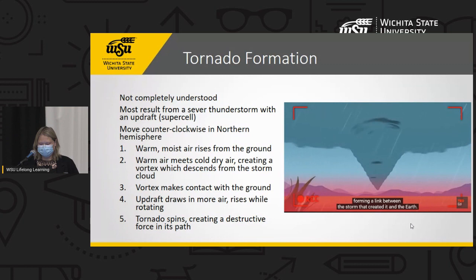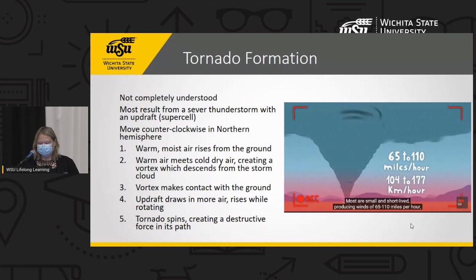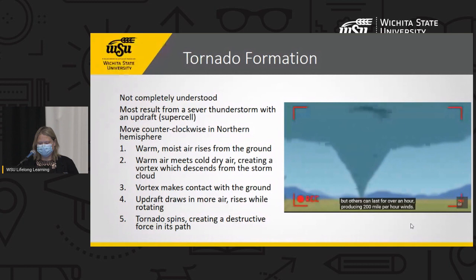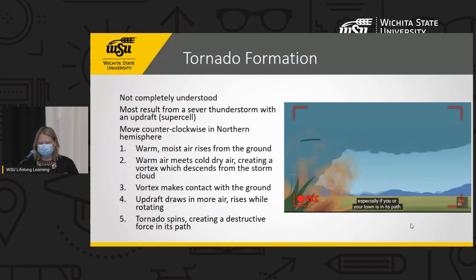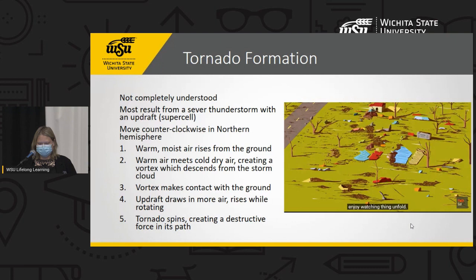The second that tube of spinning cloud touches the ground, it becomes a tornado. Most are small and short-lived, producing winds of 65 to 110 miles per hour. But others can last for over an hour, producing 200 mile per hour winds. They are beautiful, but terrifying, especially if you or your town is in its path. In that case, no one, not even tornado chasers like me, enjoy watching things unfold.